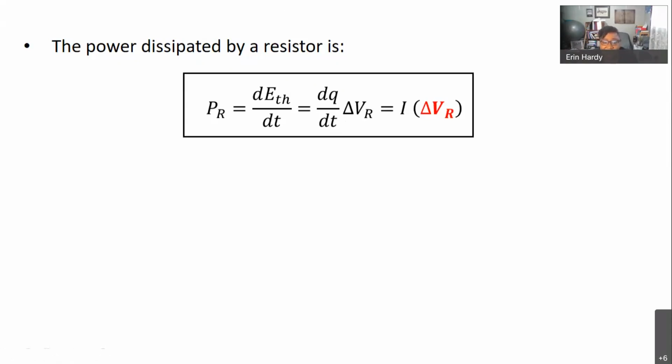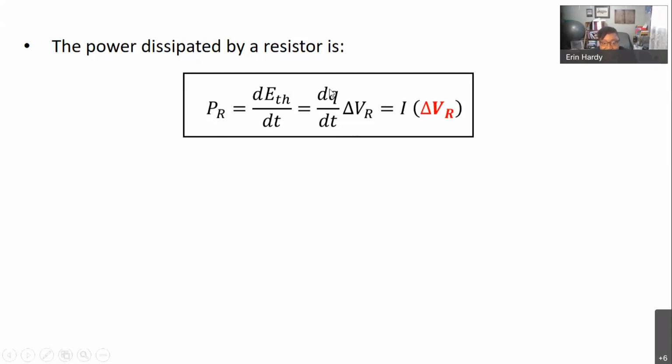So if dq dt is just another way of saying current, if we can measure the current going through a resistor with the delta V across that resistor, that is going to be the energy dissipation that's balanced by the amount of energy that the battery is putting into the circuit. Again, this is just like the law of conservation of energy again.